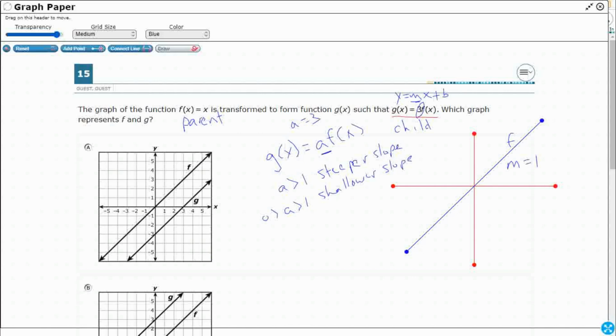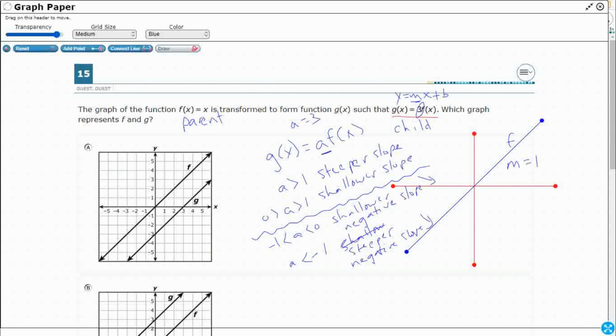Now, if a is less than 0 but greater than -1, so it turns into a negative, this is when things start shifting. It's a shallower negative slope. It actually goes the opposite direction. It starts moving down like this. Then if a is less than -1, you probably guessed it, it's going to be a steeper negative slope. It gets really, really steep, but it also goes negative.